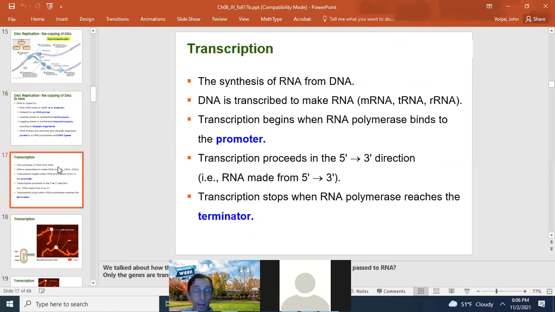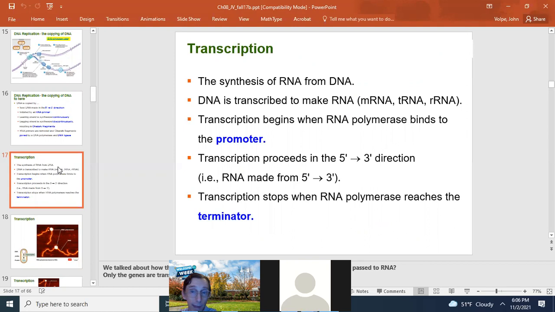All right. That's it for DNA replication. Any questions about that? If not, let's move on to transcription. Transcription is the synthesis of RNA from DNA.